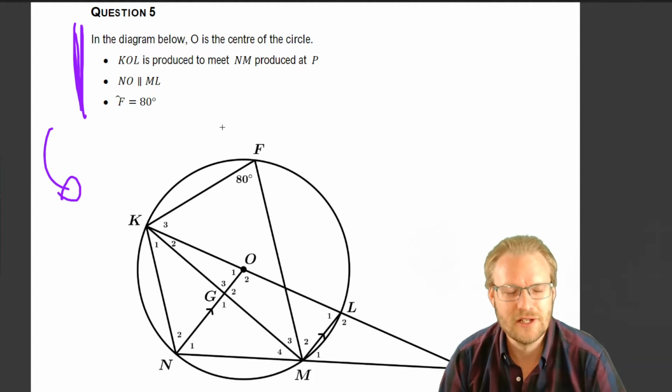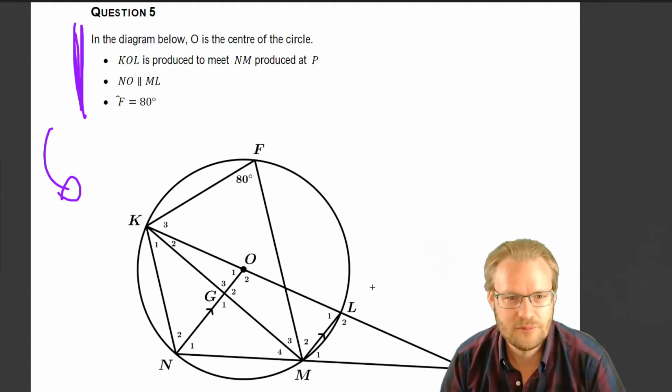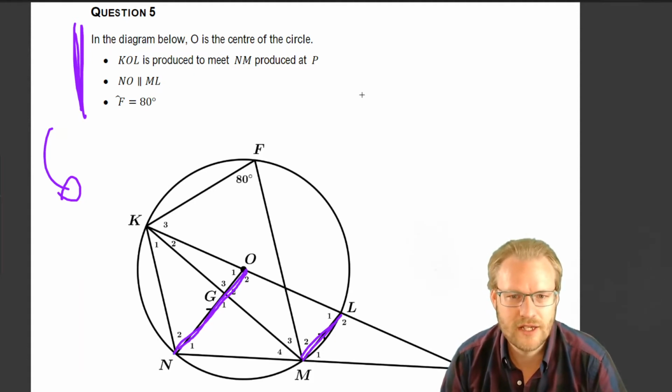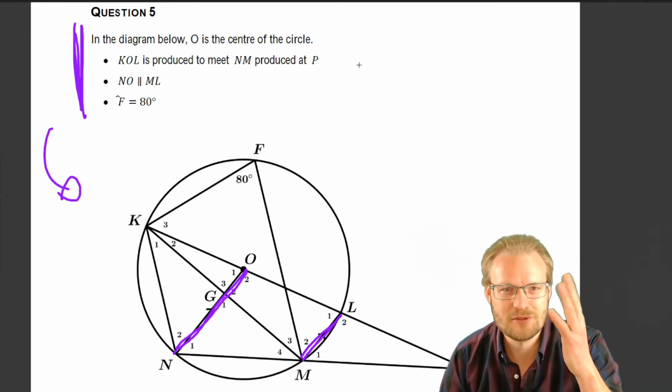KOL, Kings of Leon, good band, is produced to meet NM at P. So all that means is that if you draw these two lines, they both meet at P. Now, NO is parallel to ML. Okay, so we're given parallel lines. Three reasons come to mind, right? Three reasons. What are those?